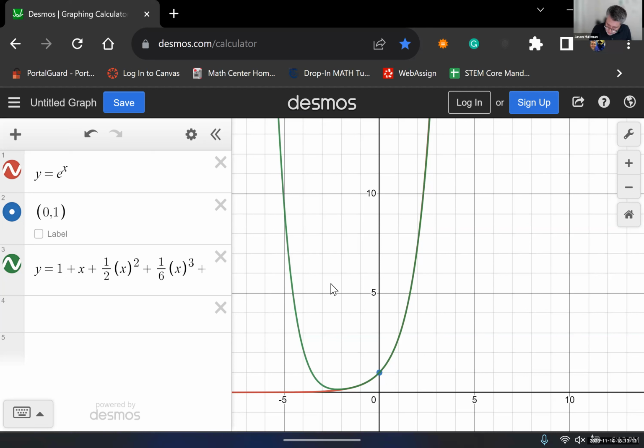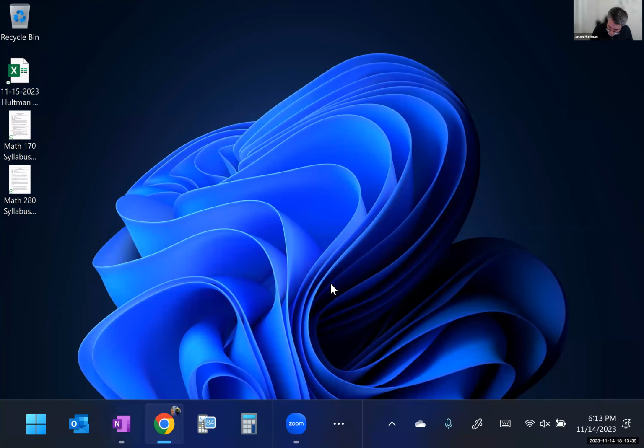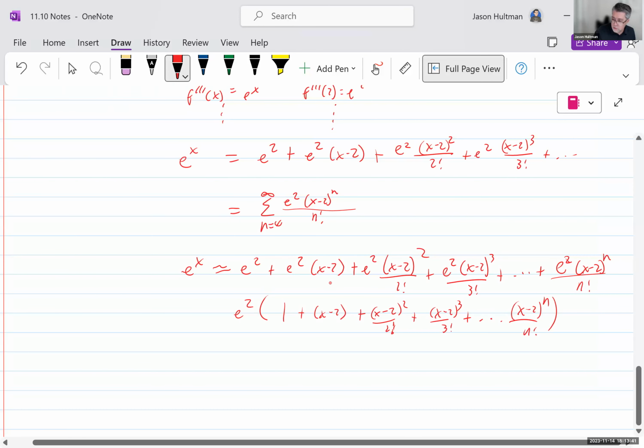Again, that's centered at 0. That's the Maclaurin series that we did in example 1. So this was example 1. We had already showed what example 2 looked like. It's the same curve, it's just a different polynomial. The polynomial was centered at x equals 2 and not x equals 0. Okay, let's go back.